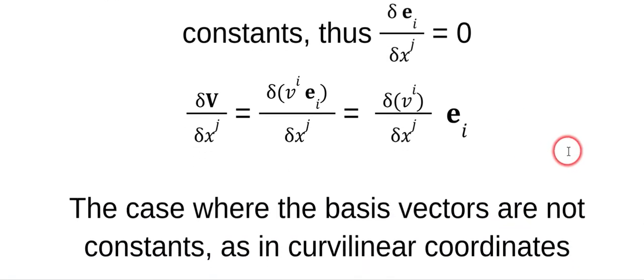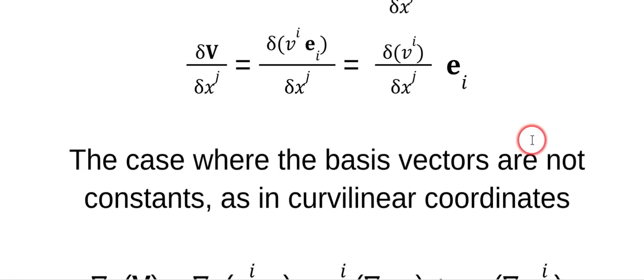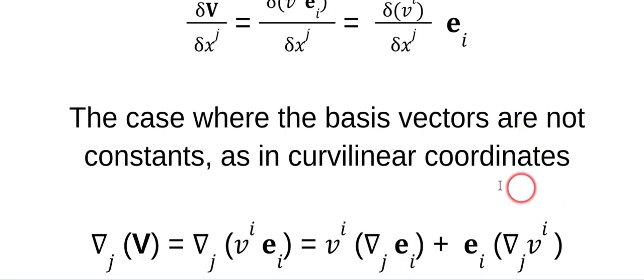Now, what about the case where the basis vectors are not constants, as they are in curvilinear coordinates? They're not constants, okay? They change all over the space. So we could write the covariant derivative of that vector and express the vector as a linear combination of its components and basis vectors. Now look at this. We only have one free index in this whole equation, which is j, so it always has to remain in that position. This is a product, so we take the product rule: first times derivative of the second, plus the second times derivative of the first.